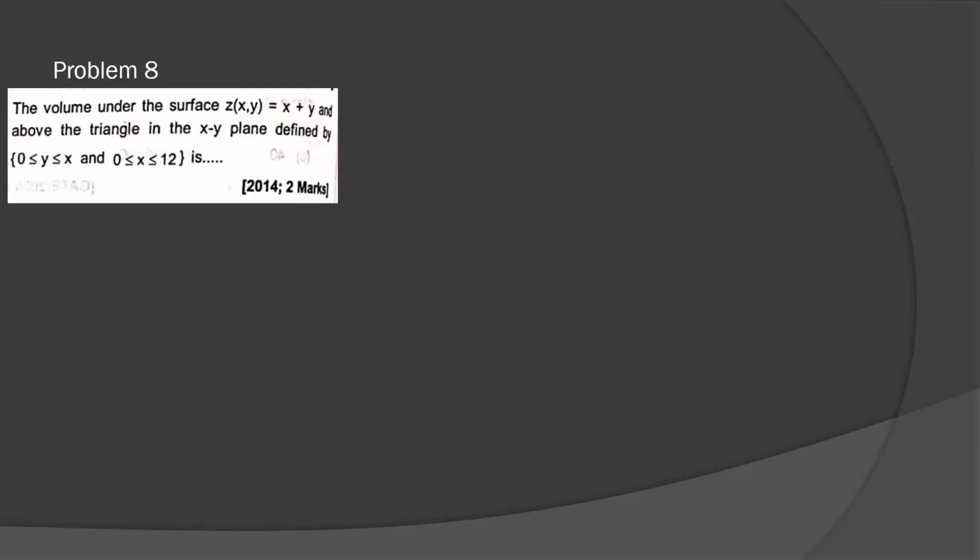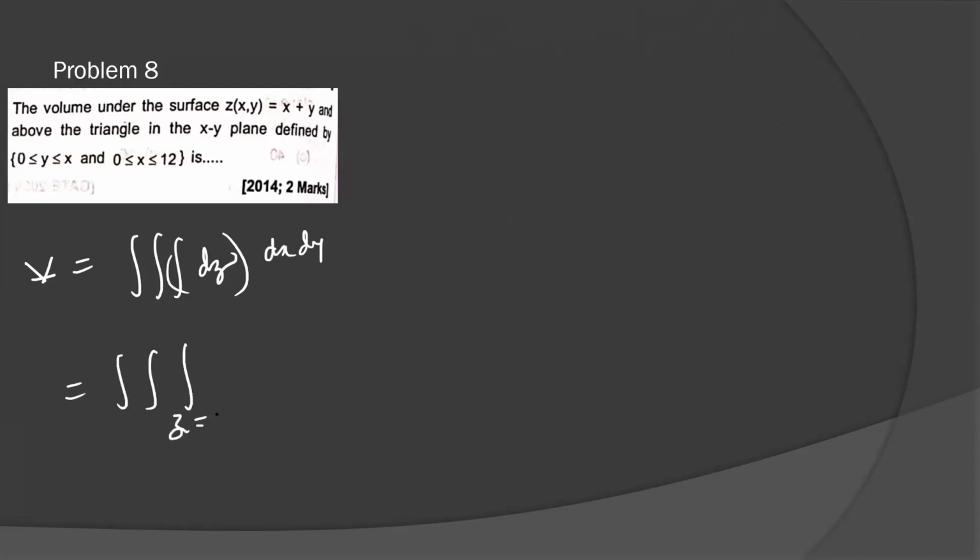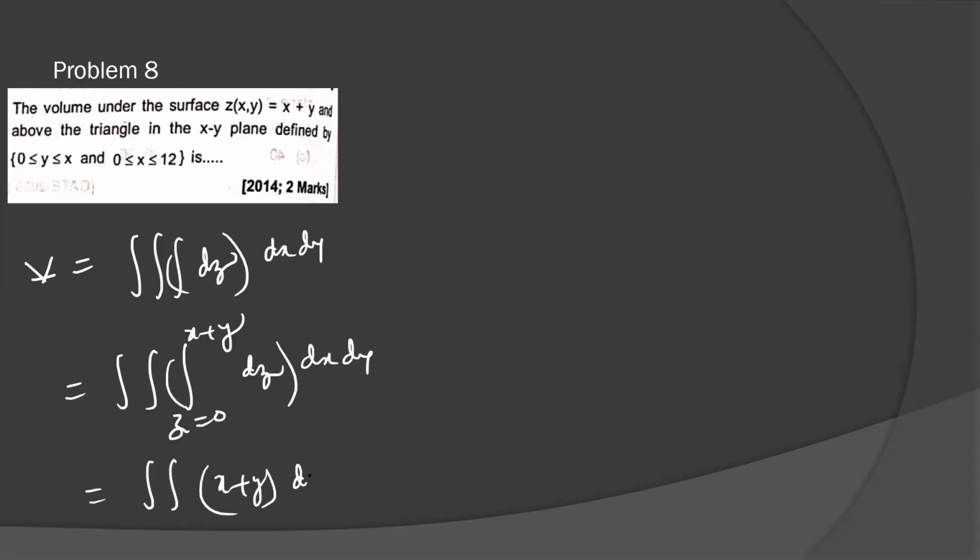The eighth problem is the volume under the surface above the triangle in the xy plane. In the xy plane, it means z equal to 0. So I told you the volume is the triple integral of dz dx dy. This is the shortcut. What is the lower limit of z? In the xy plane, 0, and the upper limit is x plus y. dz dx dy. This is a shortcut method, always remember. So it is (x plus y) dx dy.